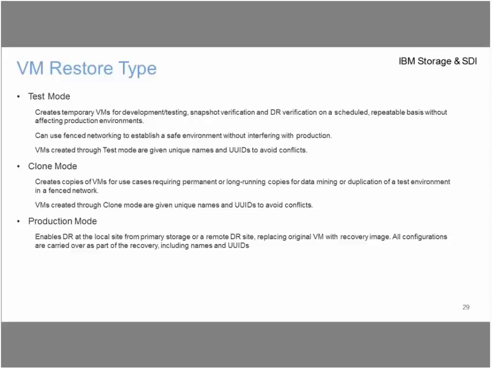And this gives you the capability of performing essentially disaster recovery locally if you're having a storage problem, or disaster recovery to a DR site if you so chose. It's going to replace the original VM with the recovery image. All the configurations are carried over, including the name and the UUID, which is why, if it didn't overwrite the original VM, there would be a conflict.